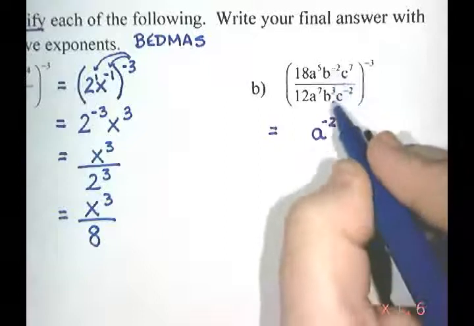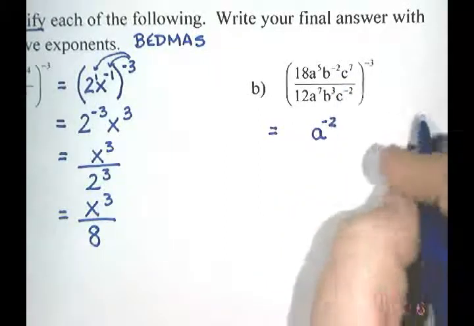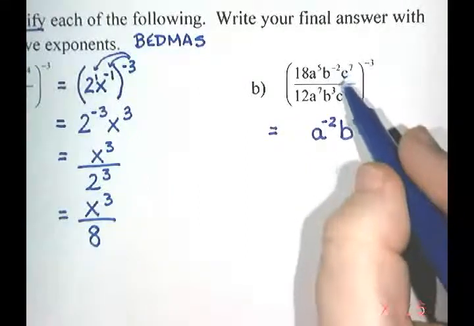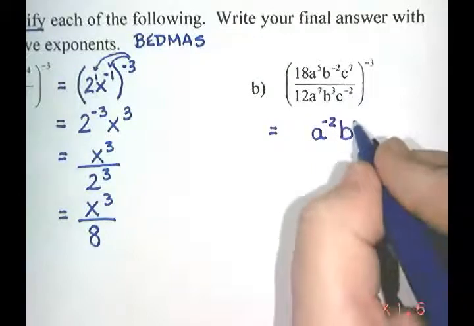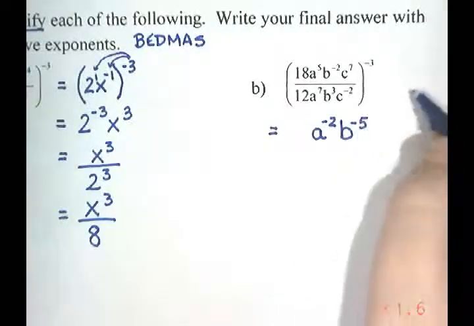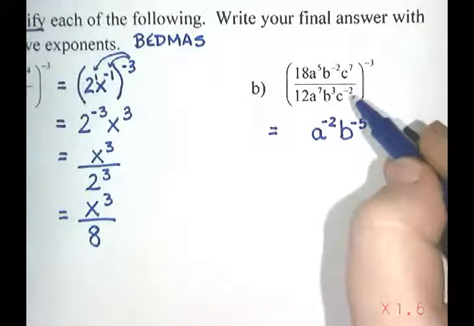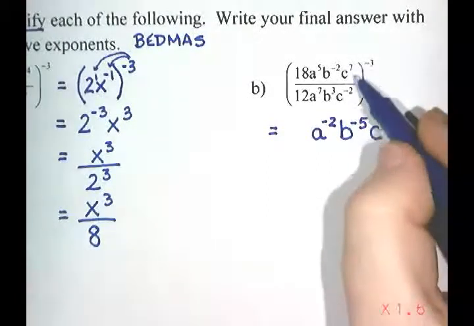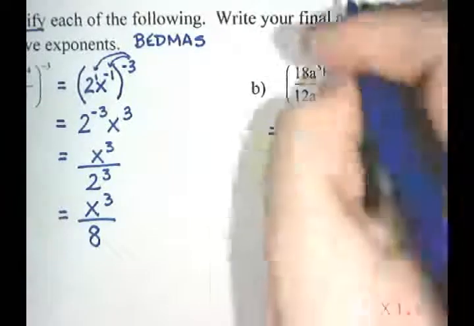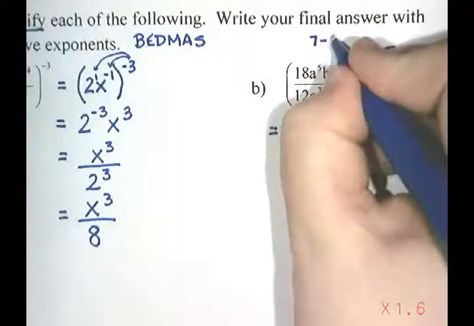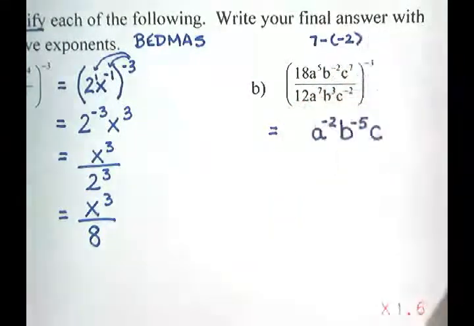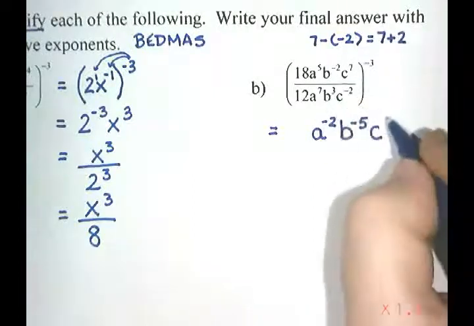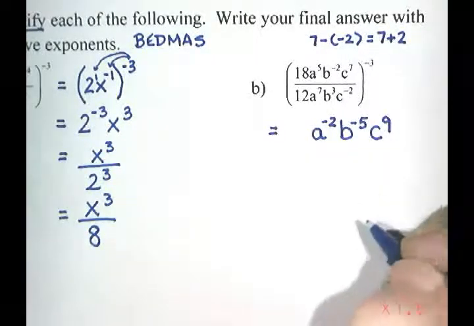I have b to the negative 2 divided by b to the negative 3. Now this one's a little bit trickier because I have a negative already. So negative 2 take away 3 is going to give me negative 5. And then c to the 7 divided by c to the negative 2 is going to give me c to the 7 minus negative 2. I think I'm actually going to write that down. 7 minus negative 2. 2 minuses in a row actually make a plus, so we're going to end up doing 7 plus 2, which gives me an answer of 9.